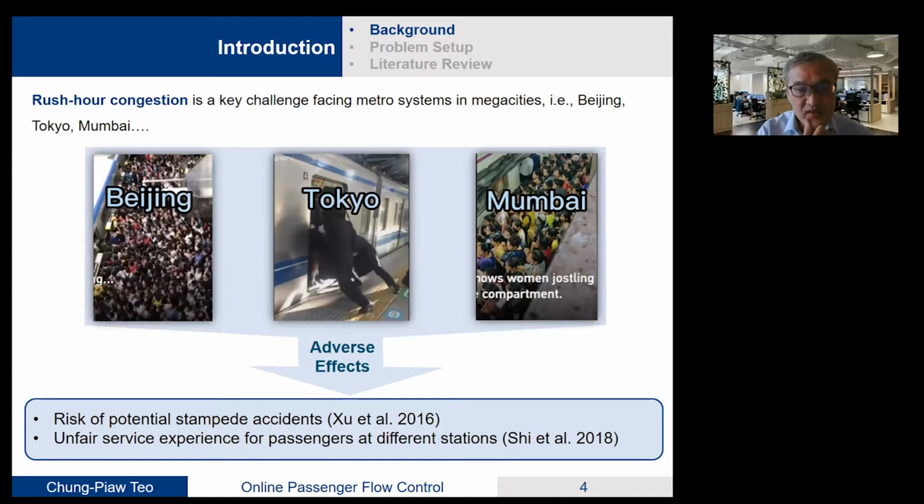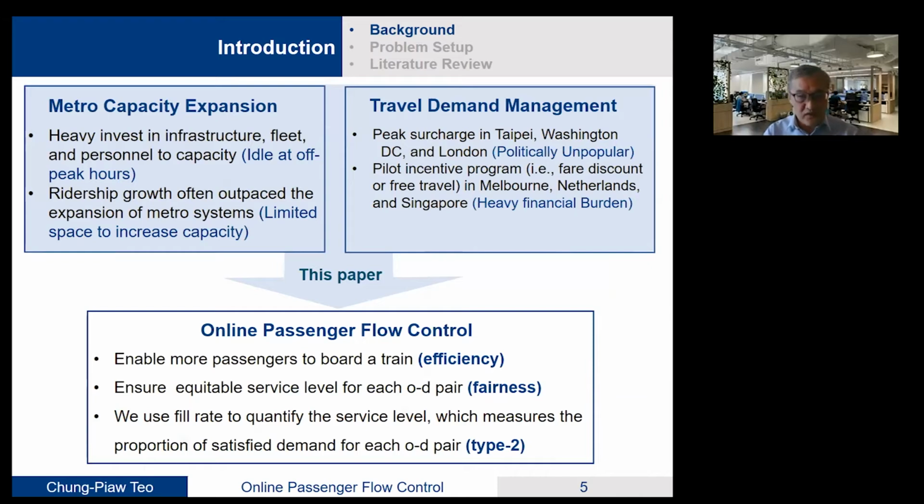The risk is quite clear. Risk of potential stampede or even passengers complaining about unfair service experience. So if in some crowded stations, the capacity of the train is basically fully used up at the first station, passengers at the second, third, or fourth station may have to queue for a long time in order to board the train. So they were looking for solutions to do this kind of control problem.